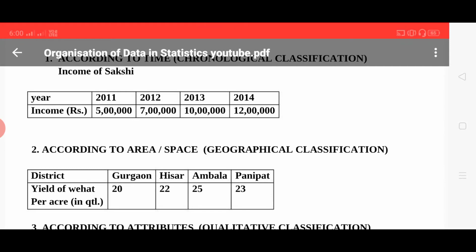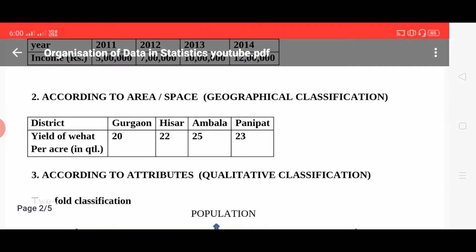According to area, the second one is according to area or space, we call it geographical. Here we are taking districts and we want to know the yield of wheat per acre in quintal: Gurgaon, Hisar, Ambala and Panipat. I am taking some simple example. So in Gurgaon, 20 quintal per acre; Hisar 22, Ambala 25, Panipat 23.